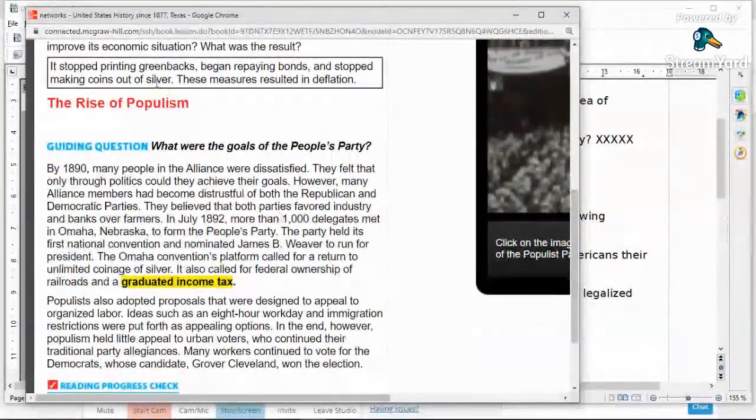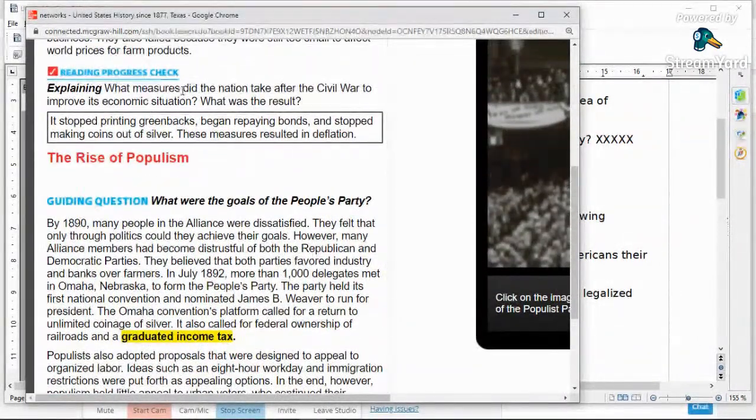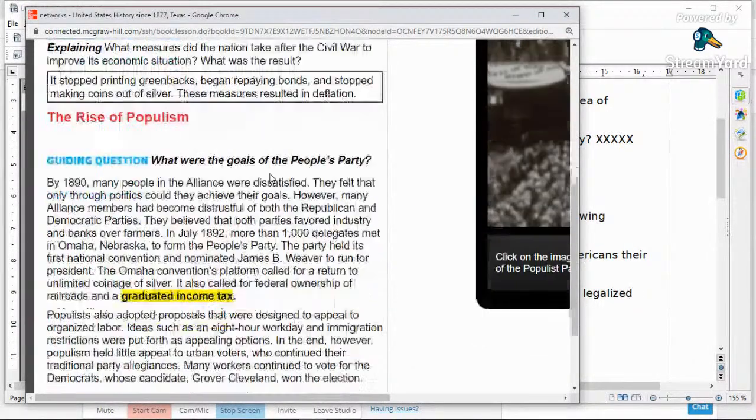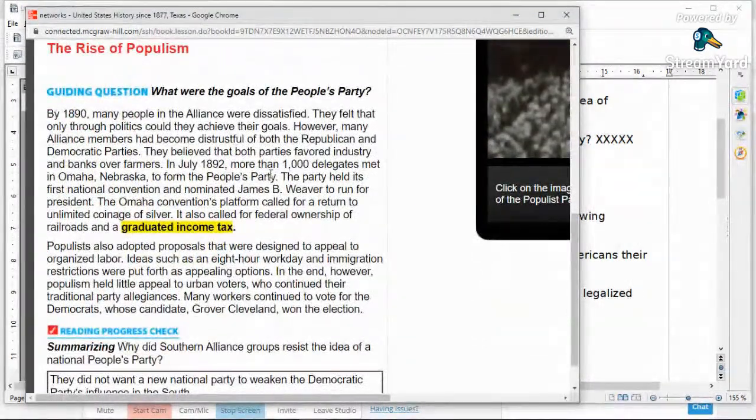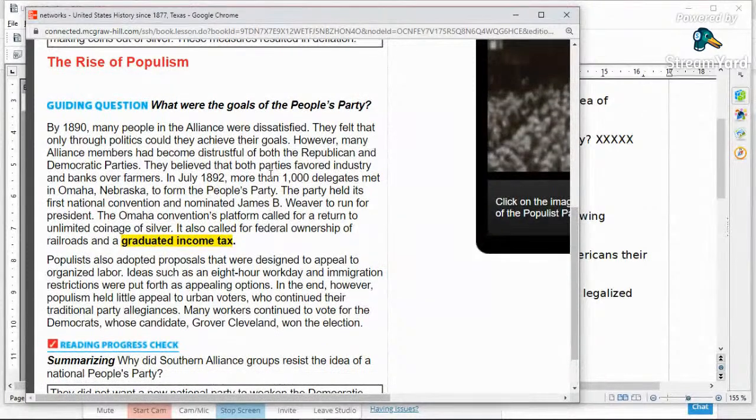And here there's a question. What measures did the nation take after the Civil War? Well, it didn't print as many greenbacks, it began to repay the bonds, and it stopped making coins out of silver, but this created deflation. So we start to get the rise of populism.